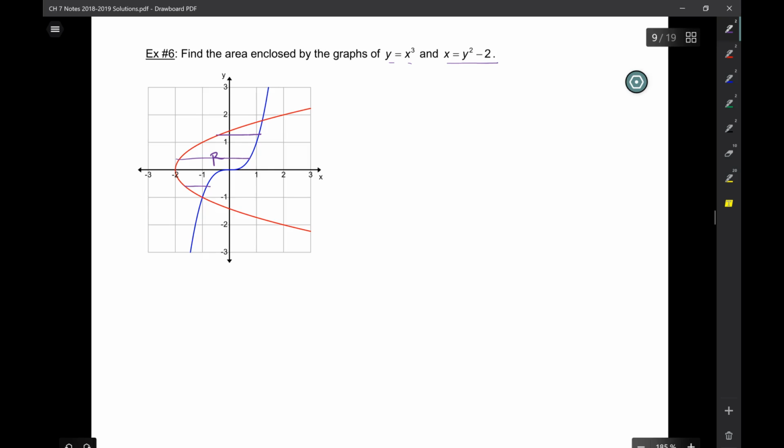Now, if you're going to do it with respect to y, everything needs to be solved for x. So here, x is going to be what? The cube root of y. Which one of those is that? Is that the blue or the red? Blue.